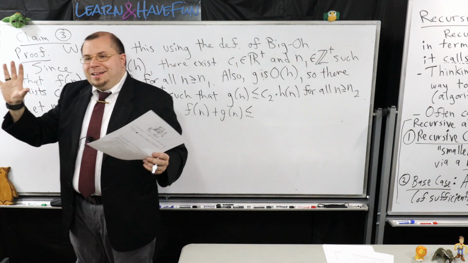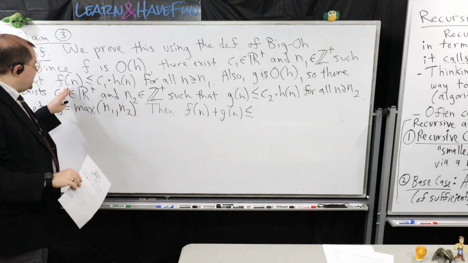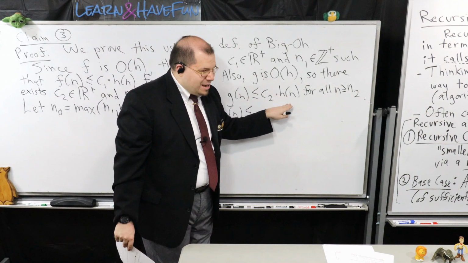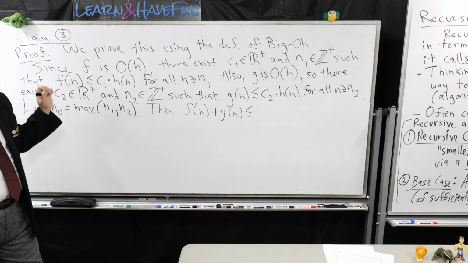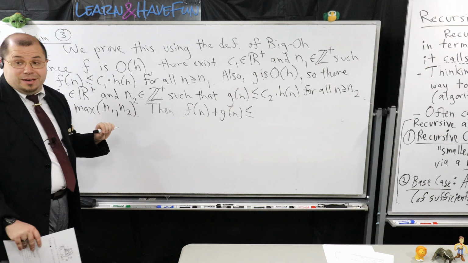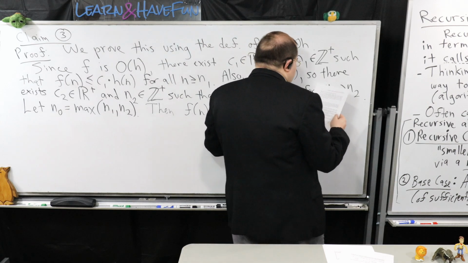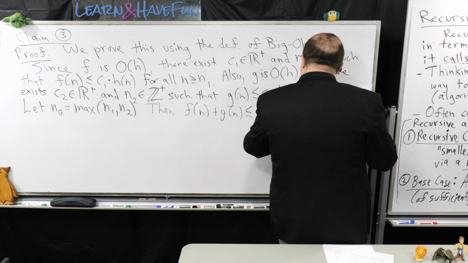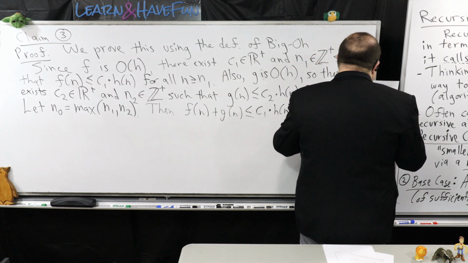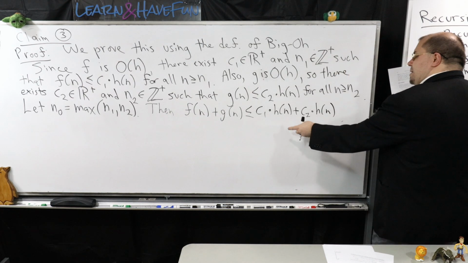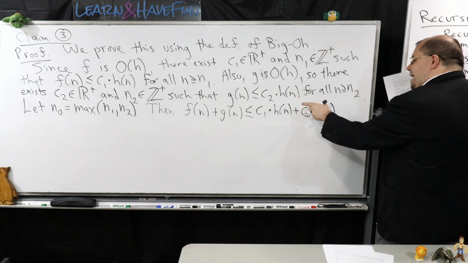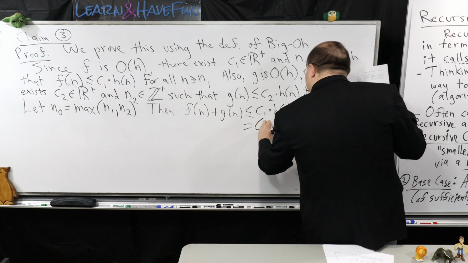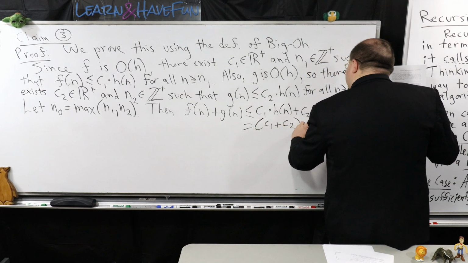So you notice how I'm just going to take f of n. I know f of n is less than or equal to c1 times h of n, right? And I know g of n is less than or equal to c2 times h of n. So I'm just going to sum these two together, and write what's on the right-hand side of each one of these inequalities, just like I did last day with our examples. So now I get c1 times h of n, and I have c2 times h of n. But notice I can factor h here because it's common to both. So that's equal to c1 plus c2 times h of n.